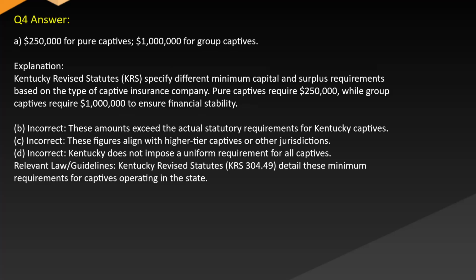Answer A. $250,000 for pure captives or $1 million for group captives. Explanation: Kentucky Revised Statutes (KRS) specify different minimum capital and surplus requirements based on the type of captive insurance company. Pure captives require $250,000, while group captives require $1 million to ensure financial stability.